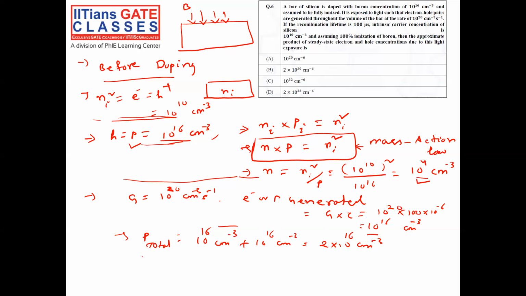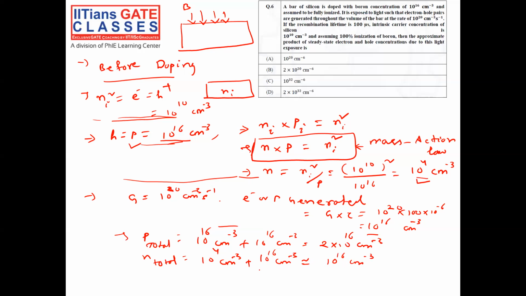Now the total electron will be equal to, already I have 10 power 4 per cm cube from the doping, plus again I have generated electrons and holes in pairs, 10 power 16 electrons. Electrons are approximately equal to 10 power 4 plus 10 power 16, which is 10 power 16 only, approximately 10 power 16 per cm cube.